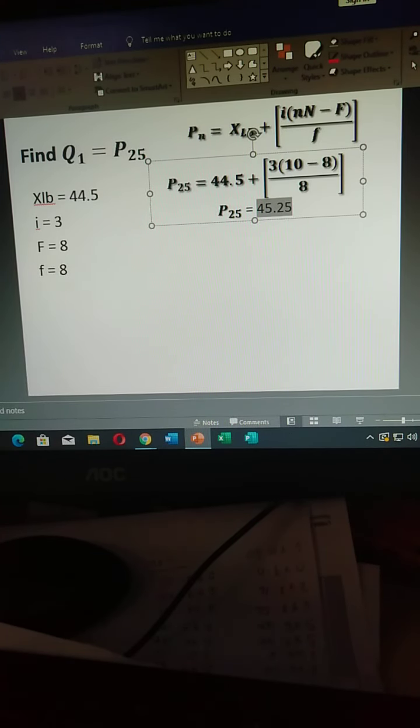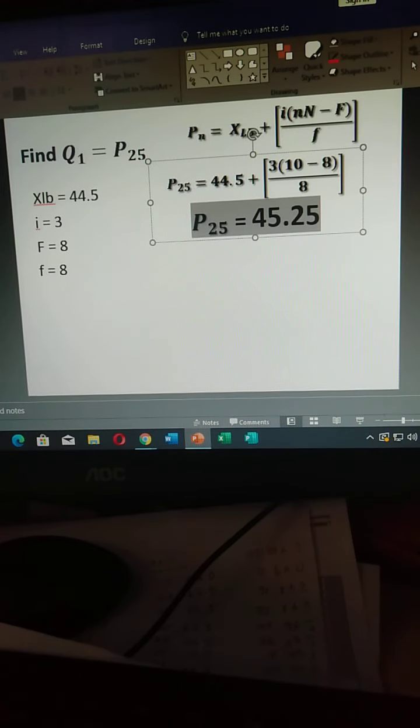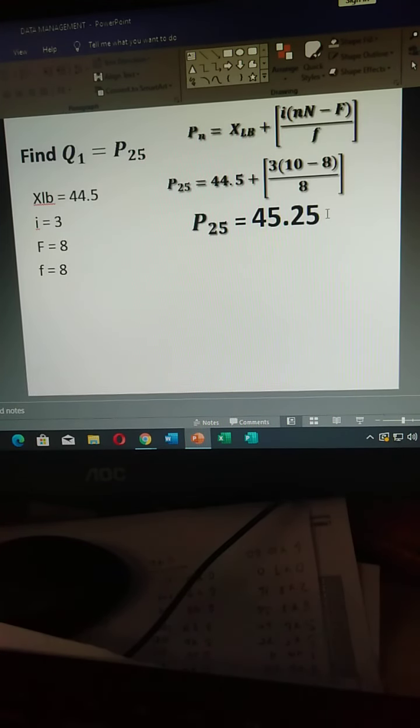O ano na yung nakuha nyo? Ano yung na-solve nyong answer? Tama ba tayo ng sagot? Are we the same?